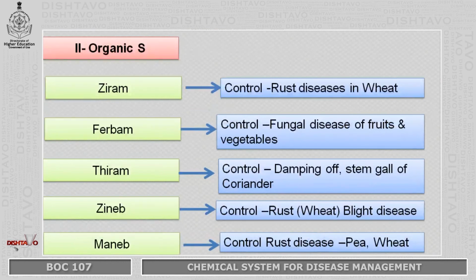Next we have organic sulfur. Under that we have xyron. This compound is used to control the rust diseases of wheat. Next we have ferbam. It is used to control the fungal diseases of fruits and vegetables. We have thiram. It is used to control damping off and stem gall of coriander plant. Then we have Zineb, which is used to control the rust and blight diseases of wheat. Then we have Maneb. It is used to control the rust diseases of pea and wheat.